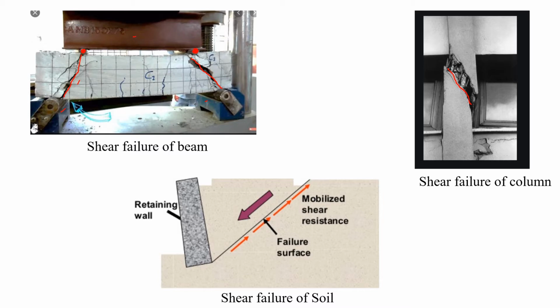Then the shearing resistance of the retaining wall is less than that of the shear offered by this soil, so the failure occurs.